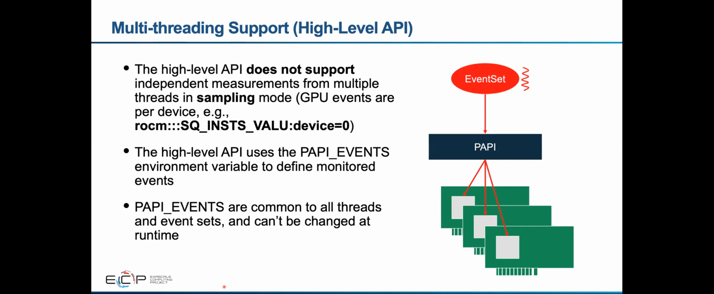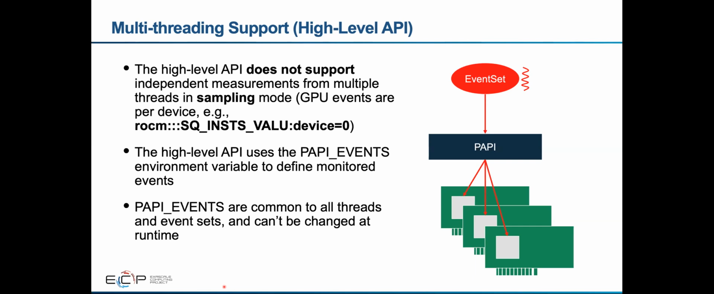So what PAPI does is it looks at the PAPI_EVENTS environment variable, checks all the events in it, and associates all those events to the corresponding components that monitor the corresponding hardware device. And all the threads get the same events. There are no per-thread events that can be specified using this PAPI_EVENTS interface. So this is the limitation, the sacrificed flexibility.